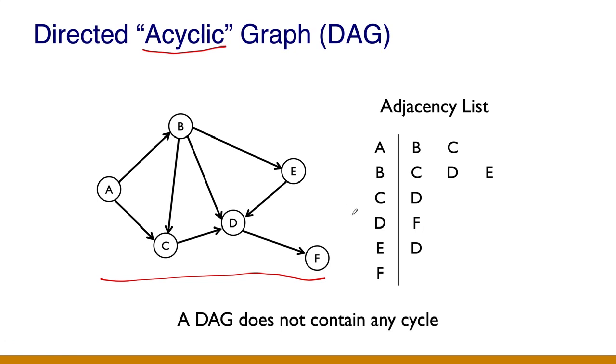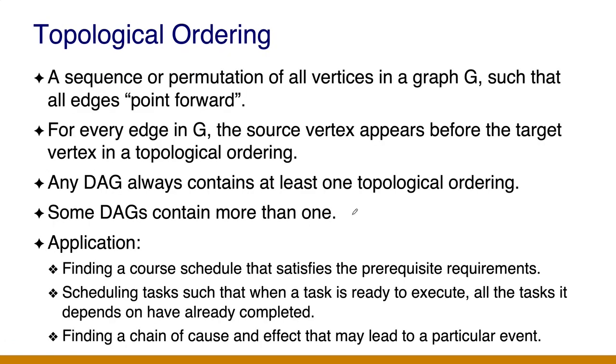Okay, so with this particular graph, we can define a topological ordering. Topological ordering essentially refers to a sequence or a permutation of vertices in the graph such that all the edges will be pointing forward. It's pointing forward because if you carry out your computation or execution of the tasks from the left-hand side, everything that you need downstream will always be finished first, because all the edges are pointing forward.